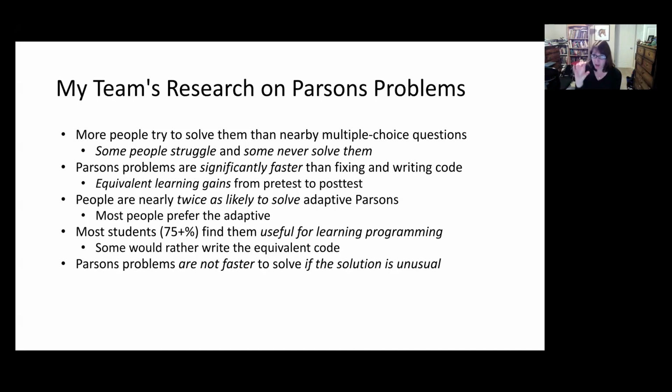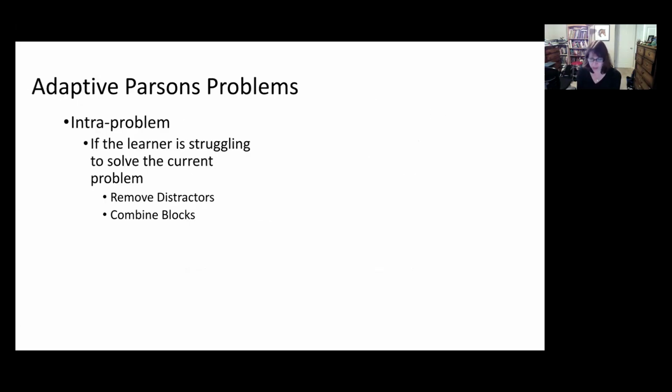And so scaffolding is intended to help people that are struggling. You want scaffolding to fade as people develop expertise. We also found that Parsons problems are not faster to solve if the solution is unusual or different than what the student was trying to do, right? Then the cognitive load is increased.